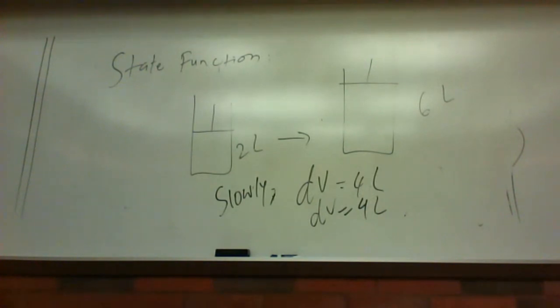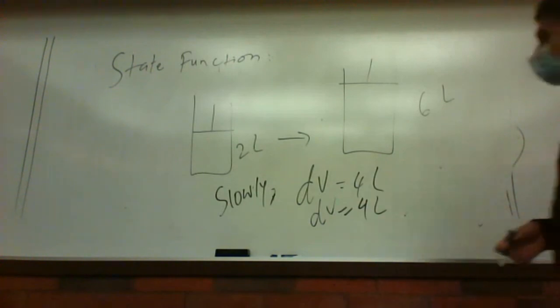That's called the state function. The value does not change. However you do it, whether fast or slow, it doesn't matter. However you do it, the change remains the same. So this is called state function.